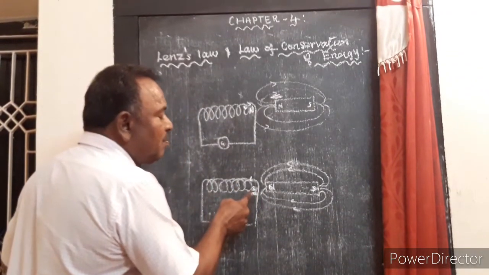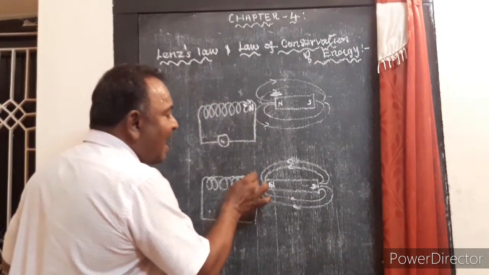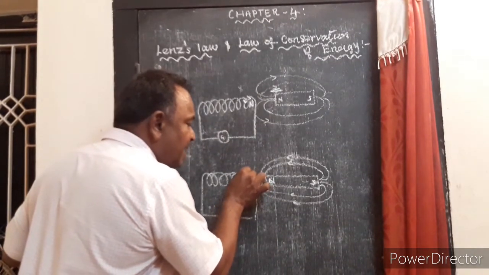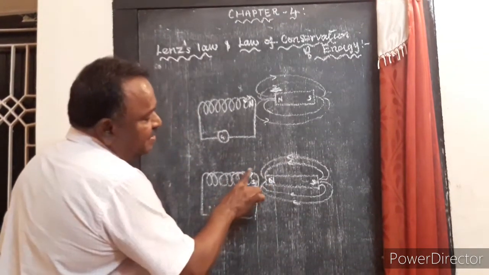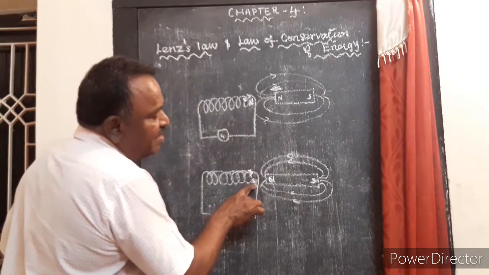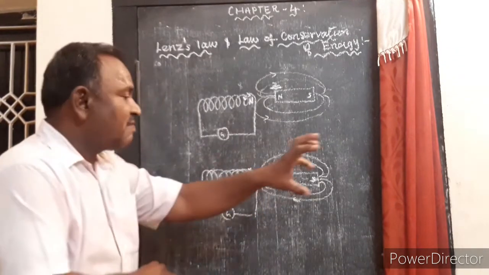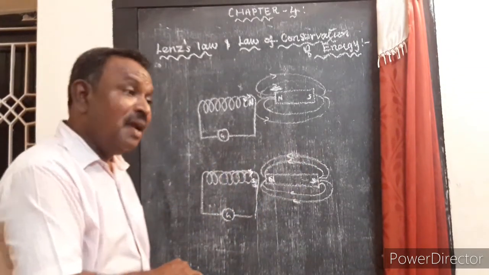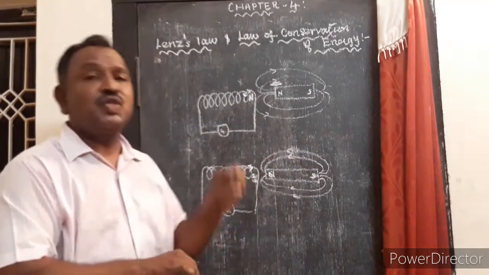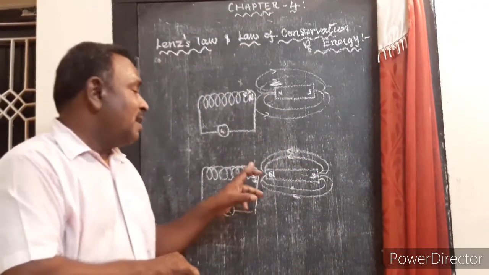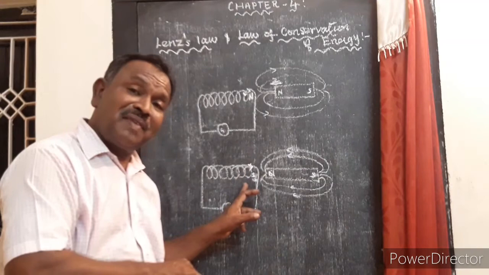So the induced EMF now flows in a clockwise direction and makes this end of the coil behave as a south pole. So it will attract the magnet, thereby it opposes the motion of the magnet. Thereby it opposes the change in the magnetic flux.